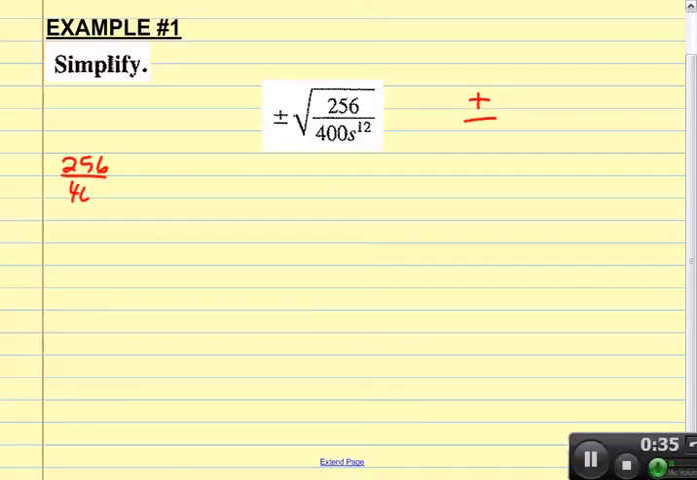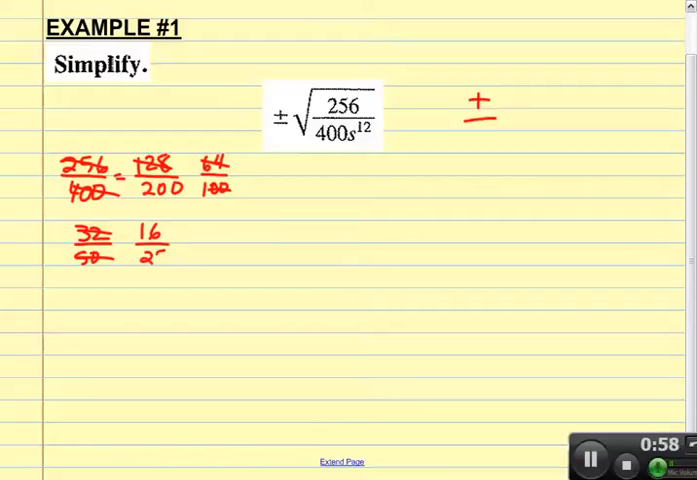256 over 400. I know that 2 goes into both of them, right? 128 over 200. All right, I know 2 goes into both of those. That's going to be 64 over 100. Okay, I know that 2 goes into both of those. That's going to be 32 over 50. Good. I know that 2 goes into both of those. That's going to be 16 over 25. And I think that's it.